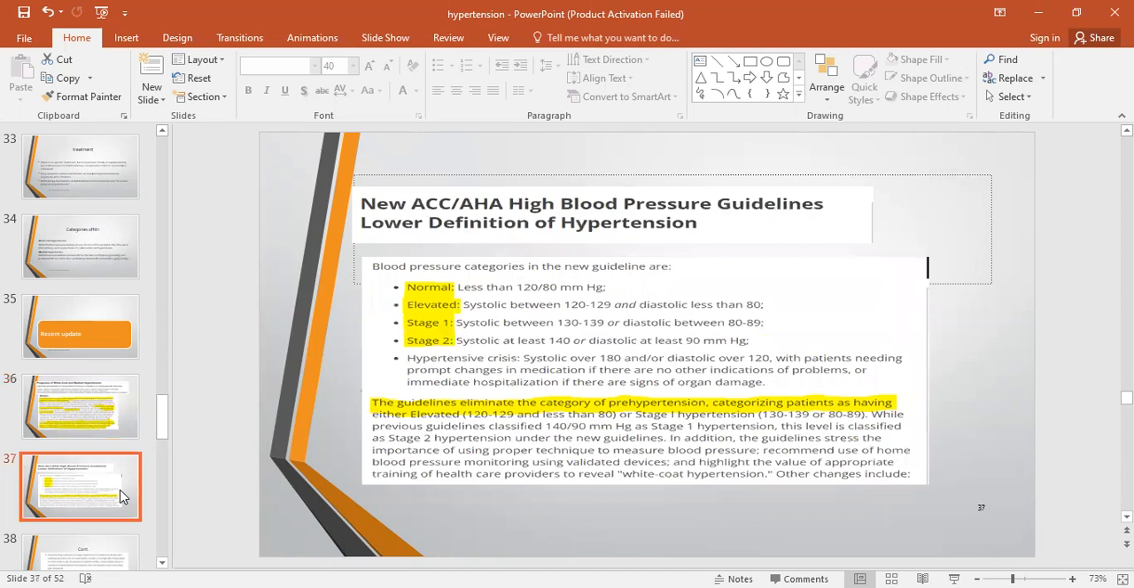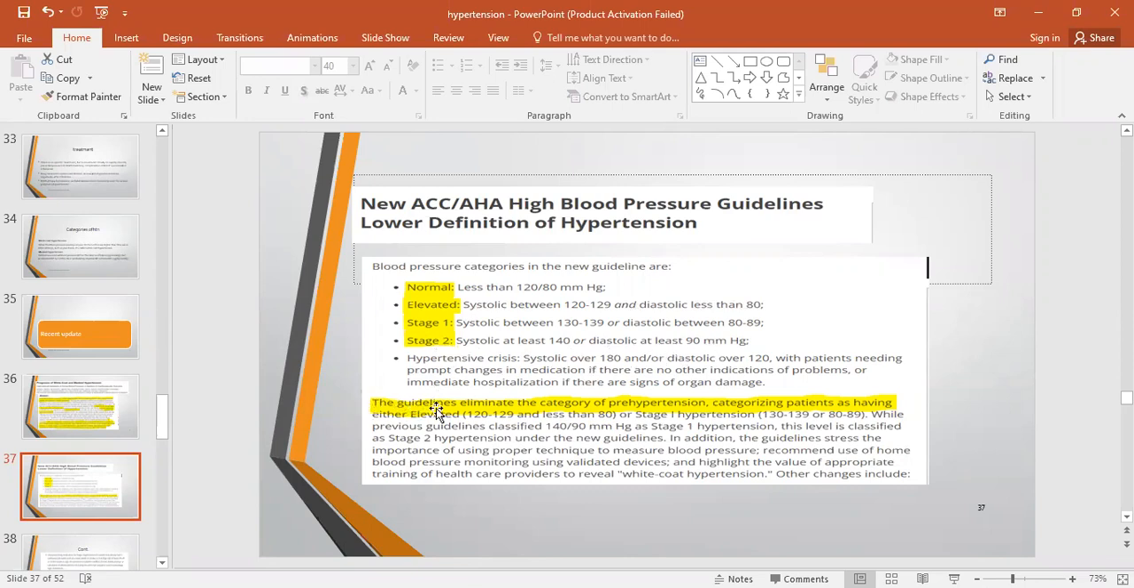These are the new American Heart Association high blood pressure guidelines. Normal blood pressure is less than 120/80, and elevated is between 120 to 129 systolic and diastolic less than 80. Stage 1 is 130 to 139 and diastolic 80 to 89, and stage 2 is systolic more than 140 and diastolic at least 90.